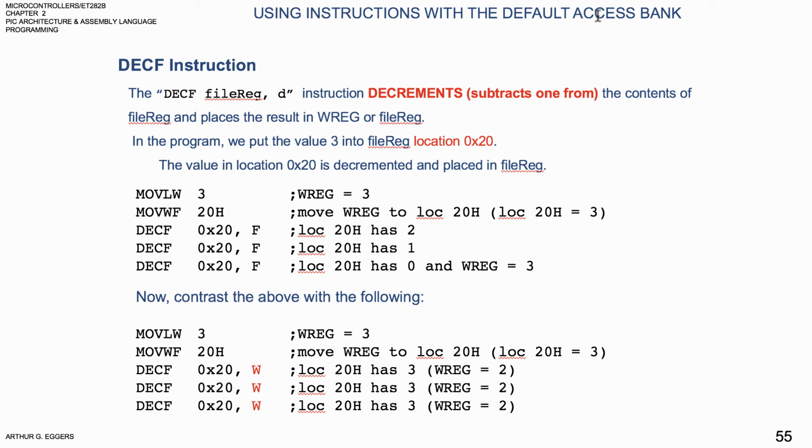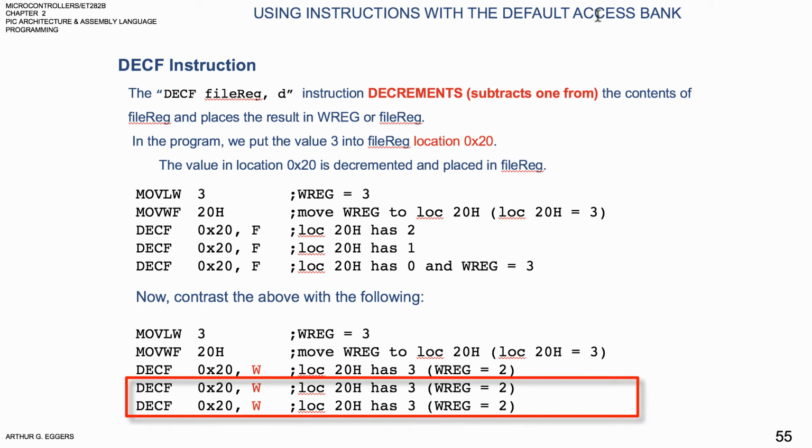Now when we go through, notice that we've got a W for our D bit switch. So we have decrement at a file location. The location is 20, but when we decrement, the value of 3 remains 3 at the location 20, but it decrements by 1 to value of 2 at the working reg. You'll notice it does it 2 more times and nothing changes. It again looks at the value at location 20, which hasn't changed from 3, it decrements, sticks a value of 2 at the working register.